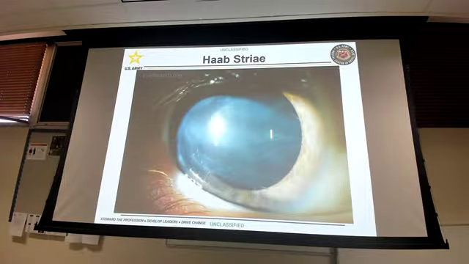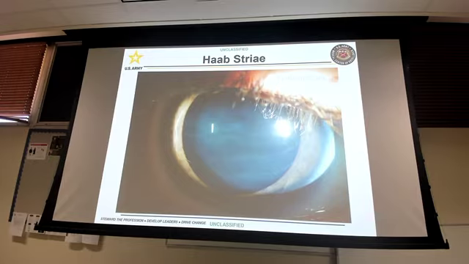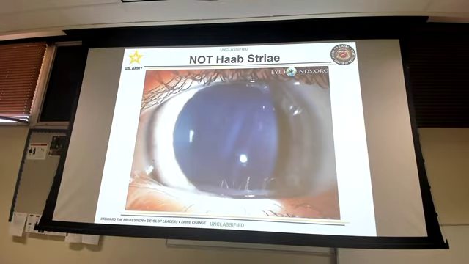So here's an example of that Hobbs striate, right? You'll see the lines going across that cornea in a horizontal pattern. And then another one. And then this here is not Hobbs striate. This is from a forceps delivery. If you look closely, you'll see that the linear tears go in a vertical pattern. It's really hard to see in these pictures, but you'll have these little vertical lines right there.